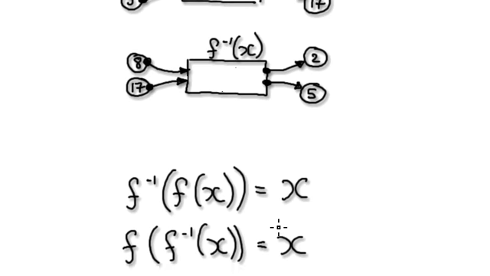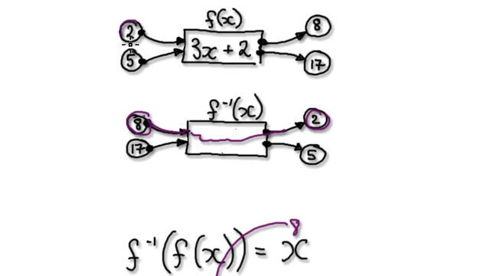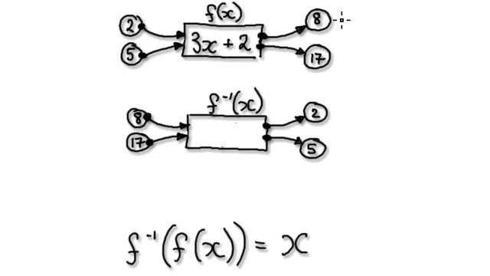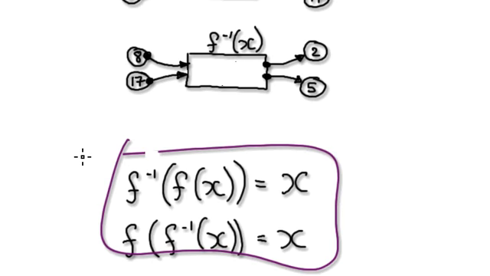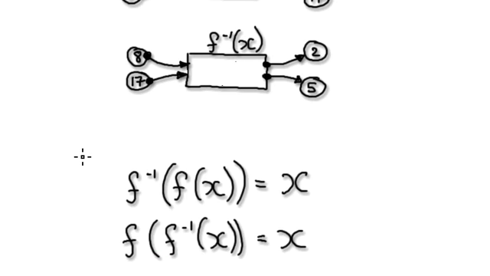And the same goes with this here. If you put the number 8 into the inverse, it spits out the number 2. Now put the number 2 into the function, and it will spit out your original number 8. Yes, remember this here.